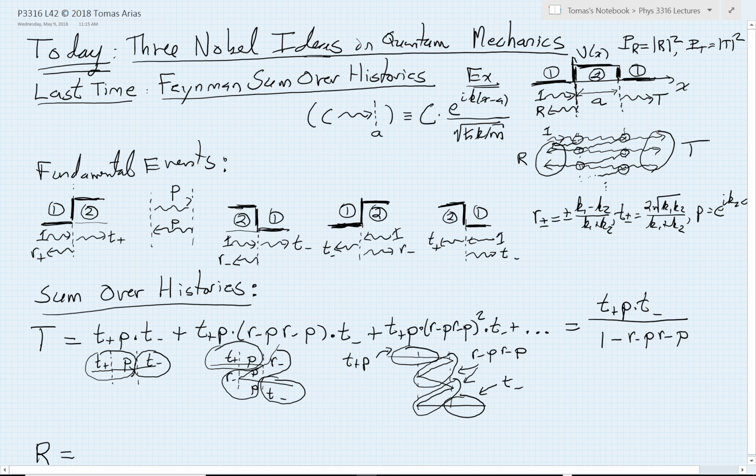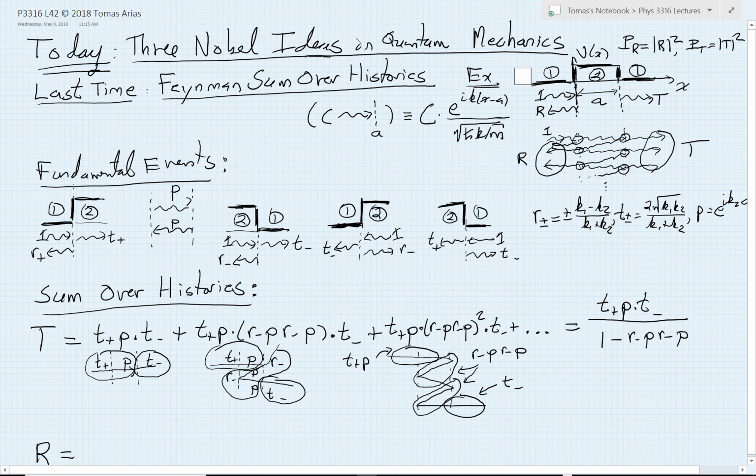We further learned then that in order to calculate each of these different contributions, which represents a different Feynman history, the amplitude of each one of these then just becomes the product of different fundamental events that are happening as the wave bounces back and forth. We learned, for example, that we needed the following fundamental events.